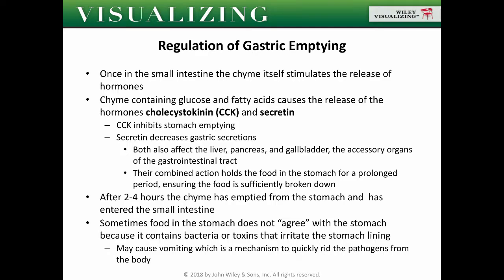Sometimes the food in the stomach does not agree with the stomach because it contains bacteria or toxins that irritate the stomach lining. So it may cause vomiting, which is a mechanism to quickly rid the pathogens from the body. If you eat spoiled or rotten food, it won't agree with your stomach. So your GI tract will do its best to quickly get rid of this, either by vomiting it out. That's why one of the main symptoms of food poisoning is vomiting or diarrhea. So it flushes it out immediately out of the body.